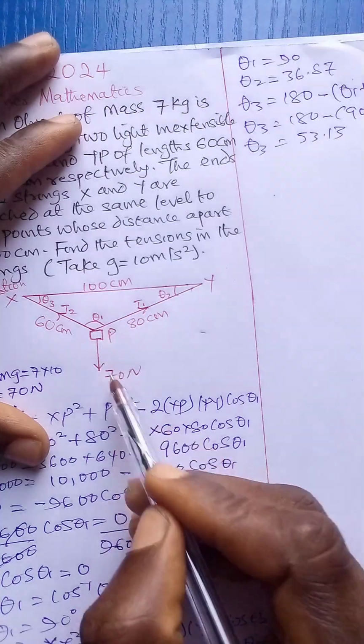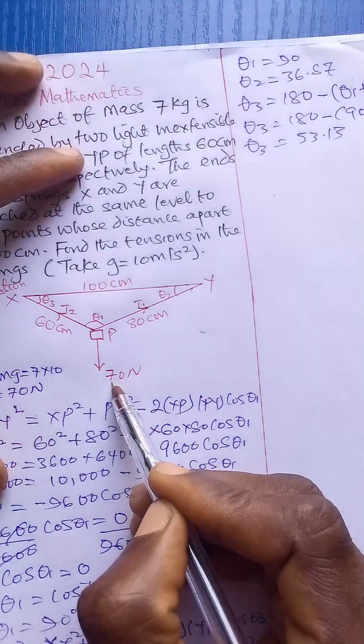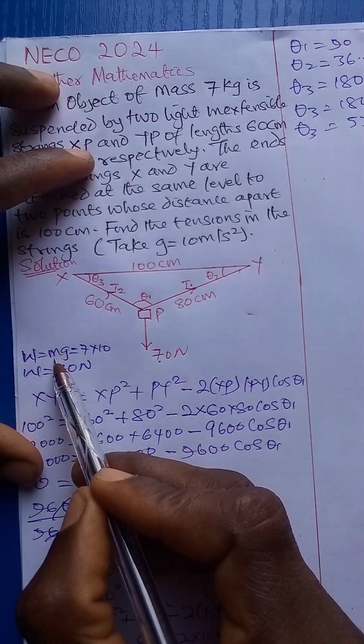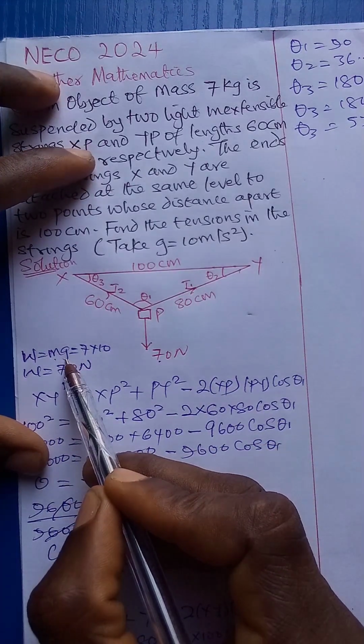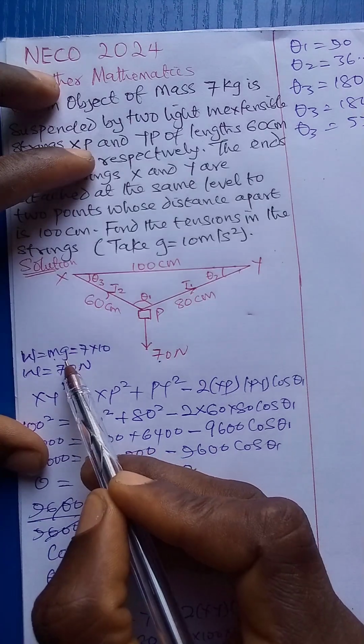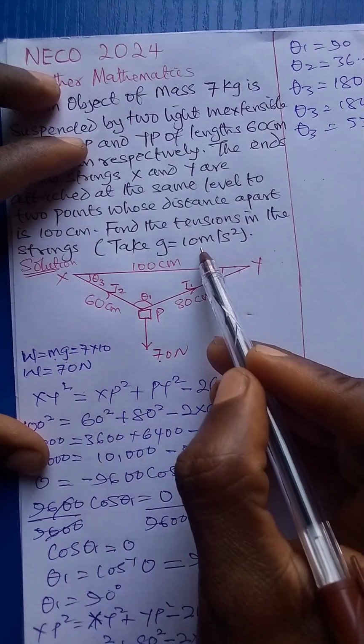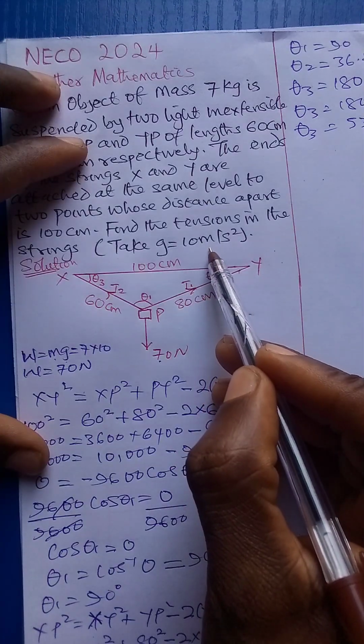That is, this force 70 Newton. And by the way, how do we get this 70 Newton? We multiply the mass of the object by the acceleration due to gravity, which is the force per unit mass. The force per unit mass is given as 10 meters per second squared, as we can see it here.